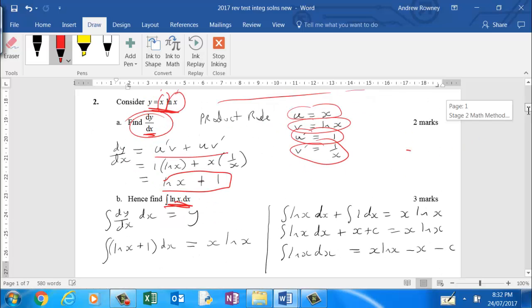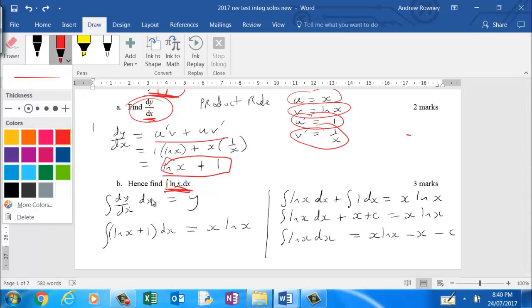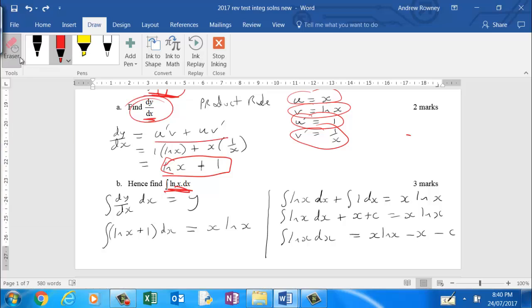The next thing says hence find the integral of ln x. I'll just change the setting out here. I'll just erase this and just do it another way. Nothing's wrong with it. Just give you another method.